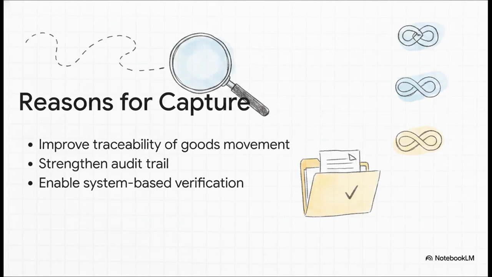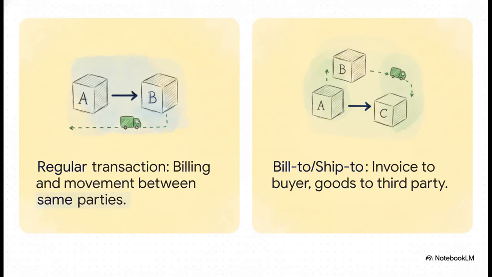Well, it all boils down to the audit trail. The core goal here is to dramatically improve the traceability of how goods move. Basically, they want to close those sneaky loopholes where goods bypass the actual buyer's physical location. Adding this field lets authorized officers verify movement systematically without any of the old guesswork. Let's put these scenarios side by side so we're crystal clear on when this actually applies.